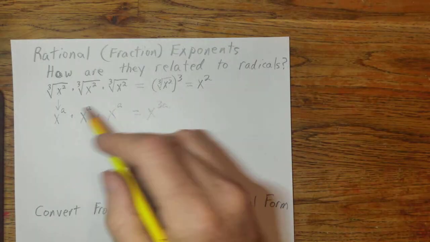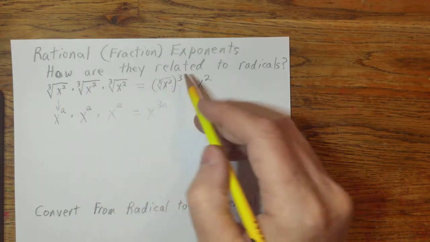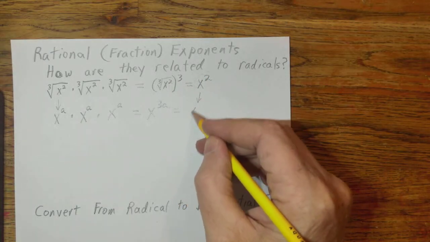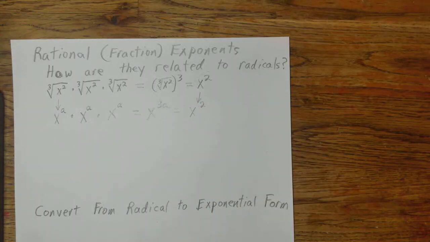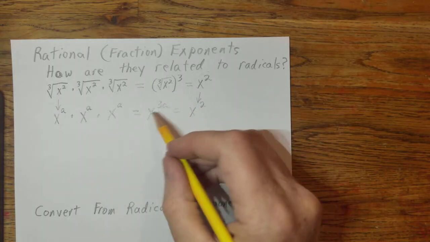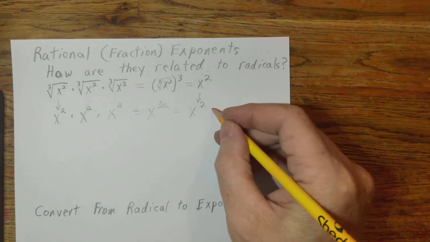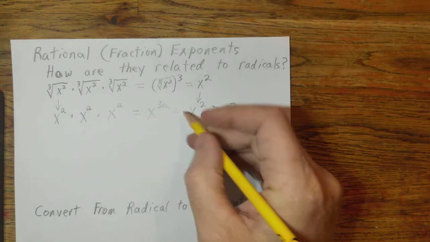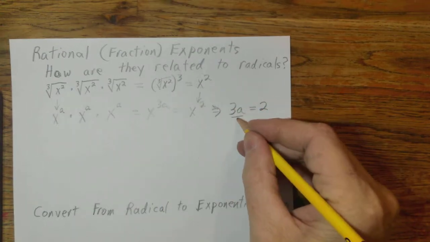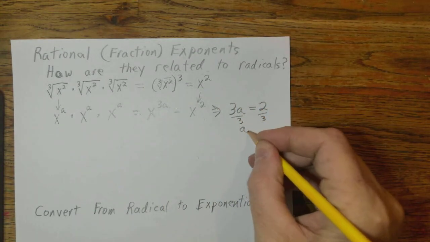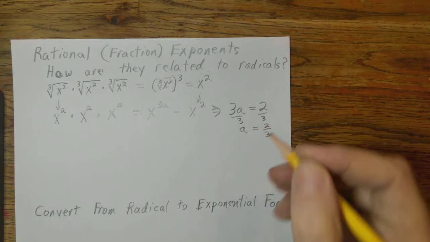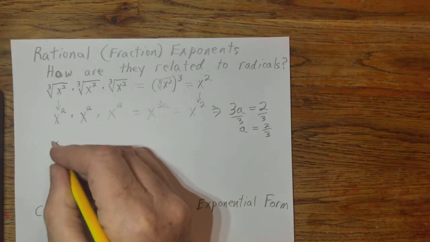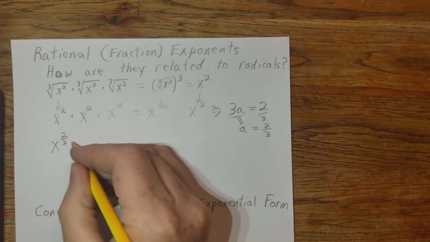Now also notice that this times this times this was equal to x squared. So let's bring that down here and set that equal to x squared. I've got the same base here, so essentially the exponents would be equal. And if I solve for this, then a is 2/3. So x to the a times x to the a is x to the power of 2/3.